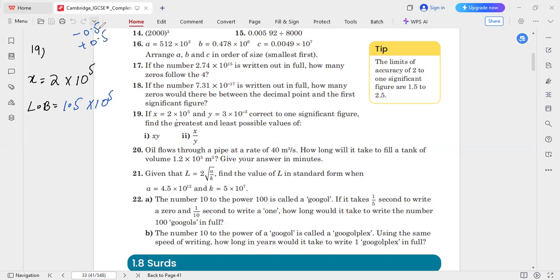Okay, so 1.5 and 2.5. This is your lower bound, and if I want to go on with the upper bound, I need to add 0.5 to this, and it will be 2.5 times 10 raised to the power 5. Okay, this is for x.